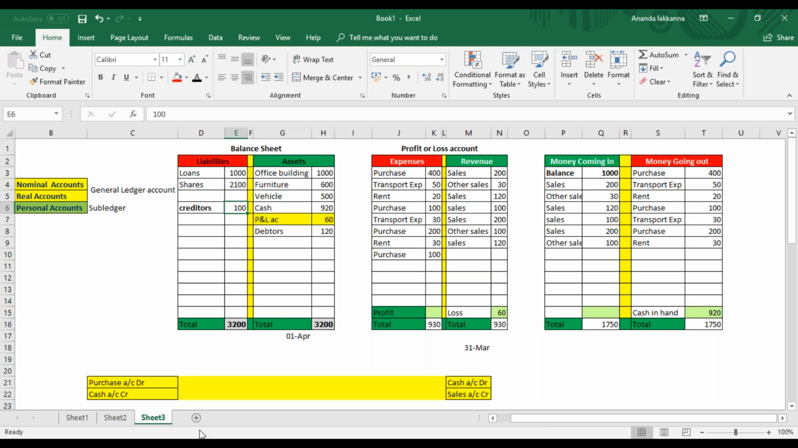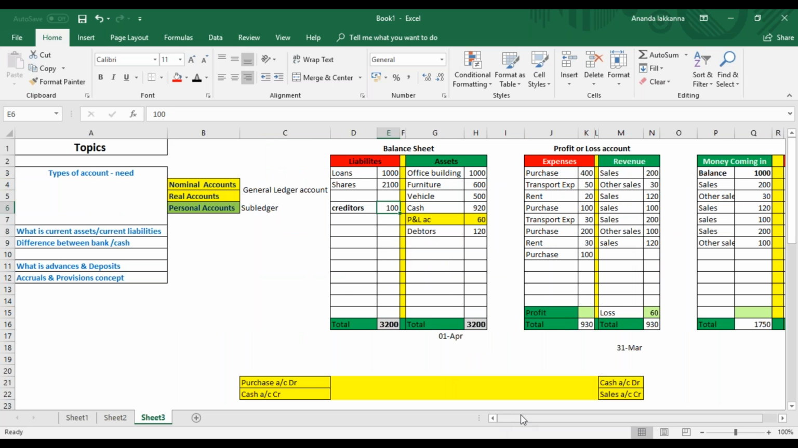So very simple. When you are talking about any current assets and liabilities, you can say it like this. Current assets and liabilities are the differences which are not cleared in subledger accounts. Generally, those will become our current assets and liabilities.